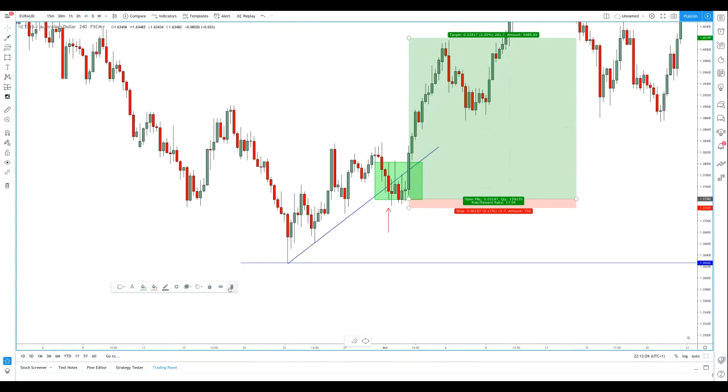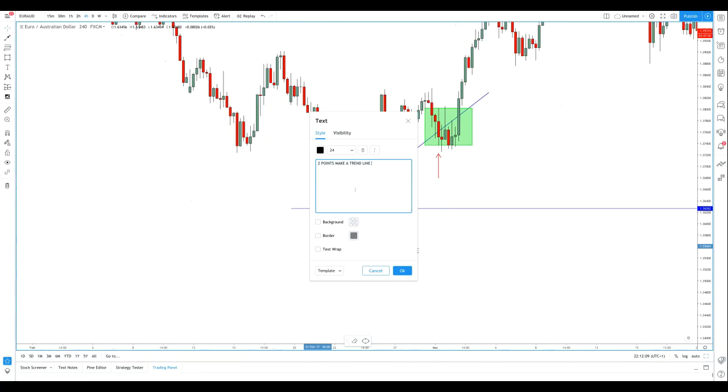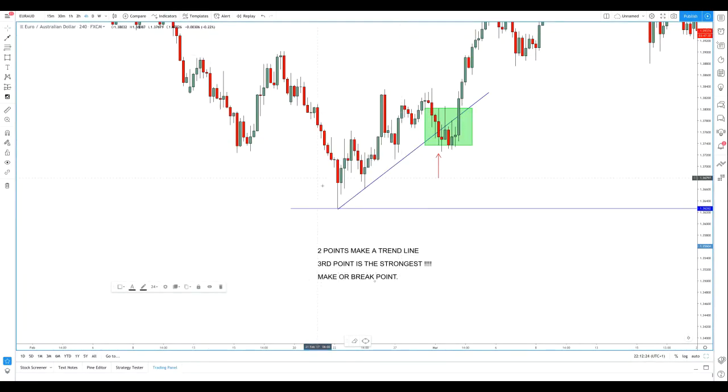Now the other thing that's very important, which I keep explaining, is 2 points make a trend line. The third point is the strongest. This is the make or break point on a trend. If we bounce from that point, we normally see a very, very big push like we did here, point 1, point 2, and a very, very big push off from here. Otherwise, we're going to break and fail this trend line. But the third point is usually where we're looking at taking an entry.